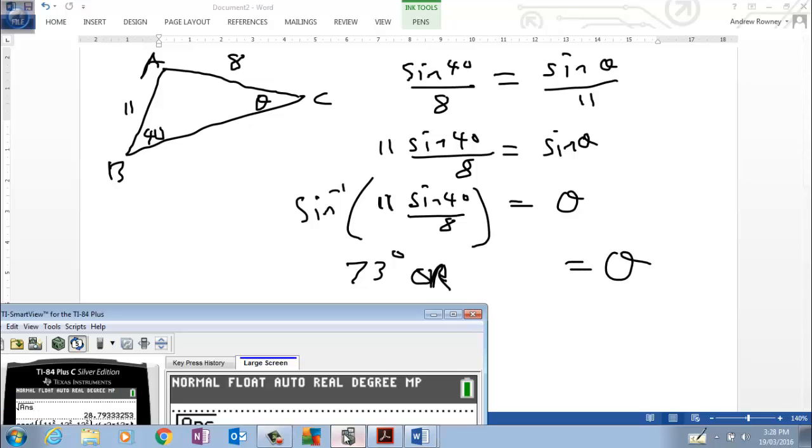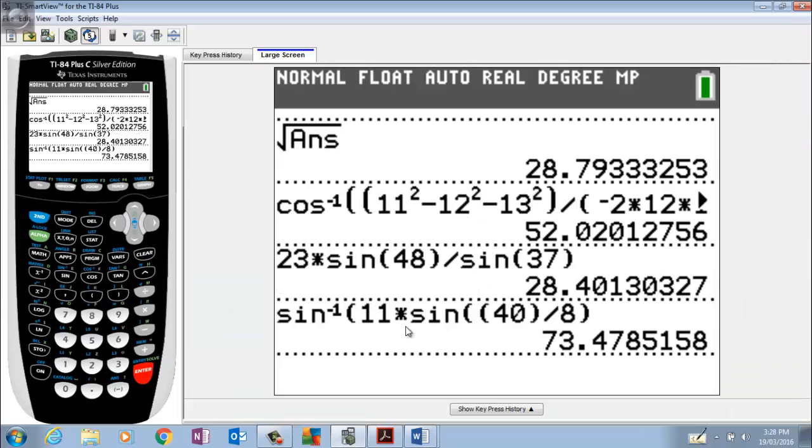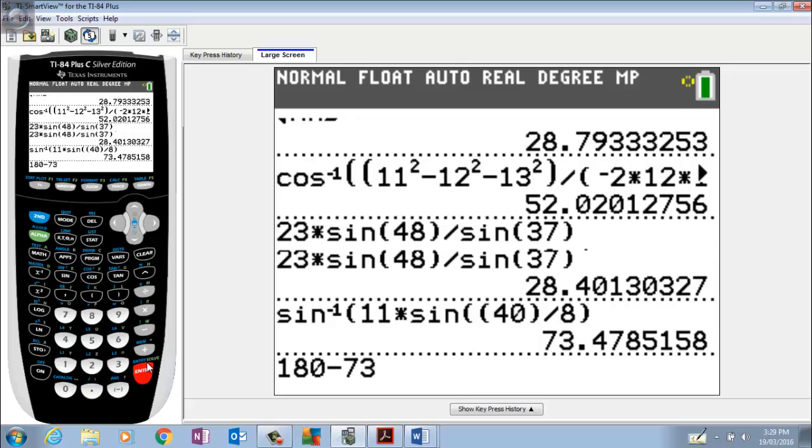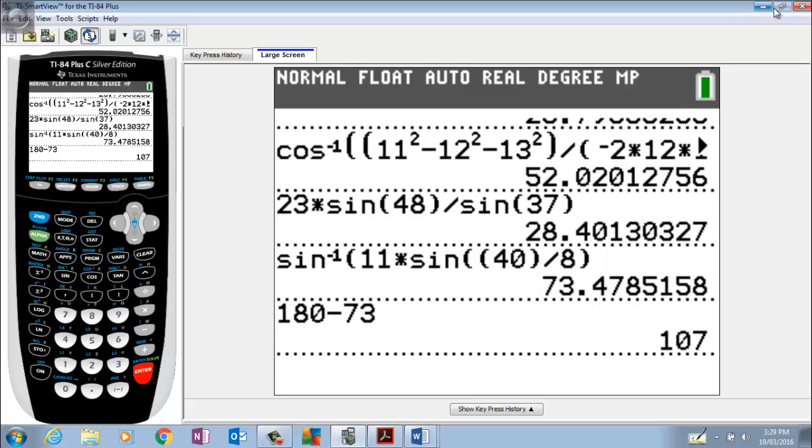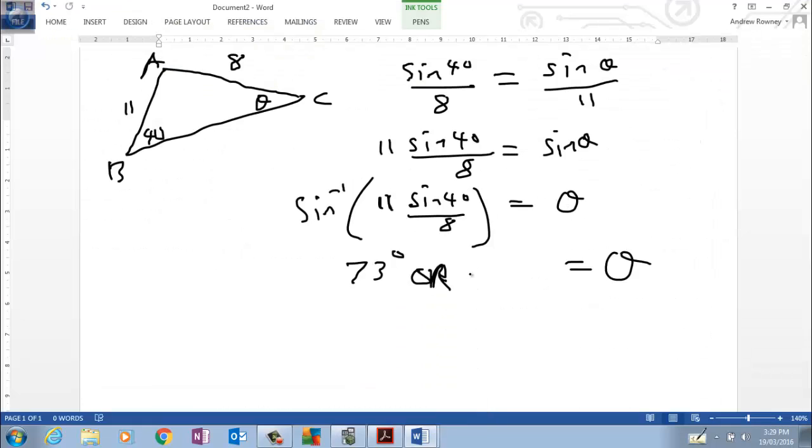However, we could have 180 minus 73 as explained before. So the other alternate answer is 180 minus 73, which is 107. So we could have 73 or 107 degrees for angle C.